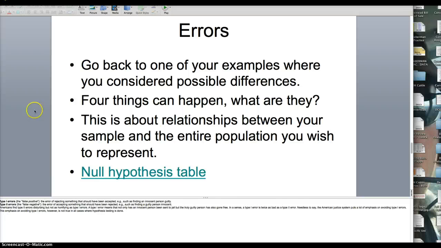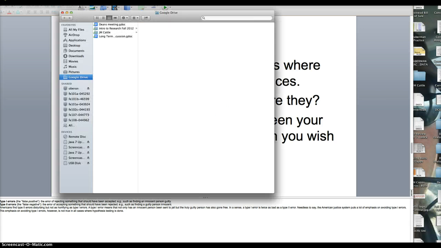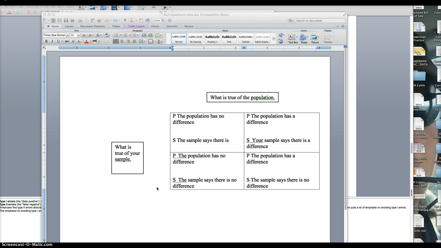When you look at what can happen, there's 4 things that can happen. And for this example, we're going to need something called the null hypothesis table. So we want to look at this table, and there's 2 things that are happening when we're making an estimate about all this. We have what is true of our sample and what is true of the population. And remember, all we really know is what is happening here. We're making a guess about this using this.